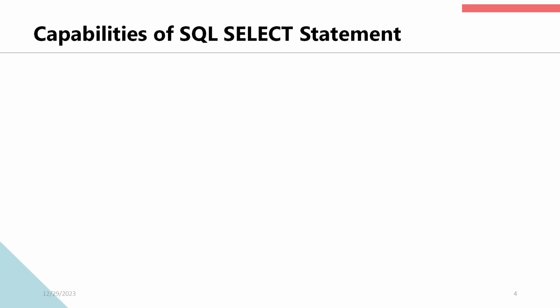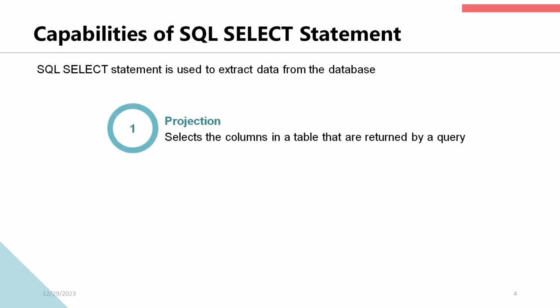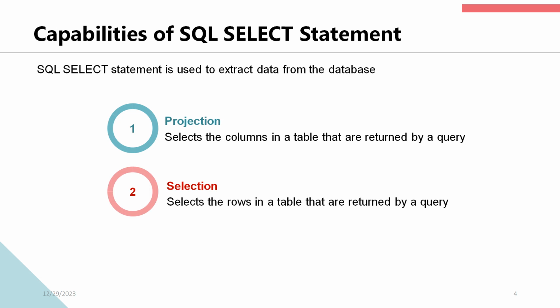So here, any SQL select statement has three capabilities, and the purpose of the select statement is to extract data from the database. So what are the different ways in which we can extract this data? The first way is called projection. As the data is available in the form of tables, projection helps you to select only the columns in a table. The second one is selection, which will help you to select the rows in a table.